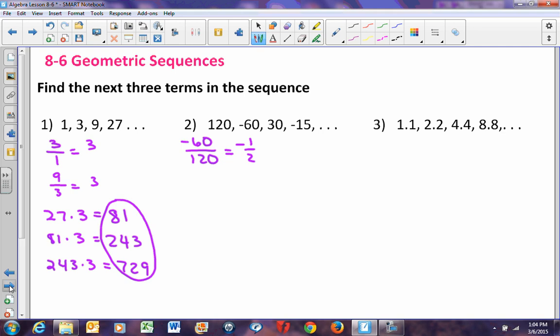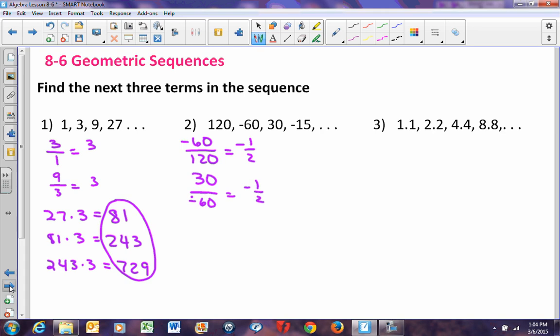30, excuse me, it's negative 60 over 30. No, negative, I was wrong. Negative 60, second over the first: 30 over negative 60. I lost my train of thought there for a second. 30 over negative 60 is negative 1/2.